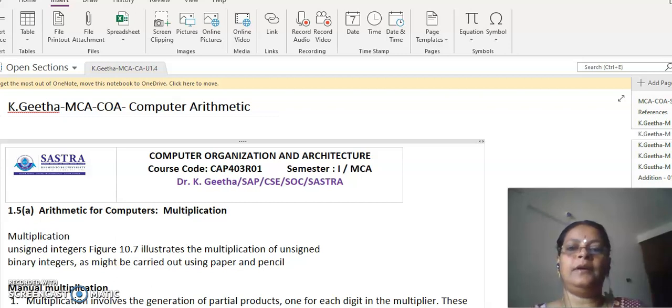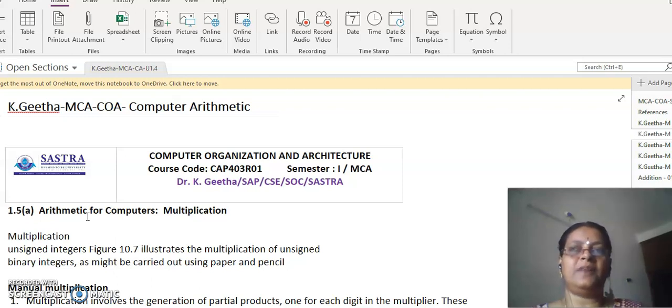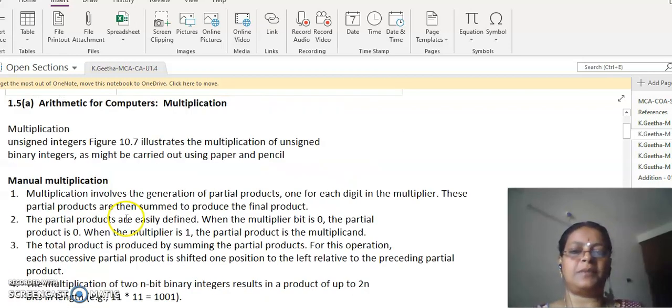Hello everyone. In this session, we will be discussing how multiplication is going to be performed. Under the topic arithmetic for computers, we have been discussing addition and subtraction. We have just seen the hardware for addition and subtraction and how we perform them with the help of the available hardware infrastructure, and we have also discussed the flowchart. So, in this class, we will be discussing the process of multiplication.